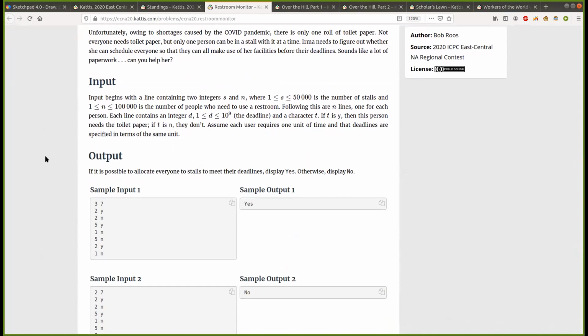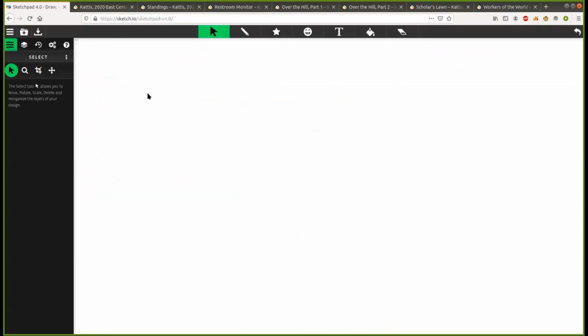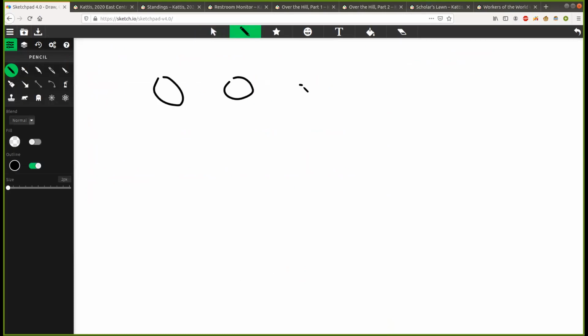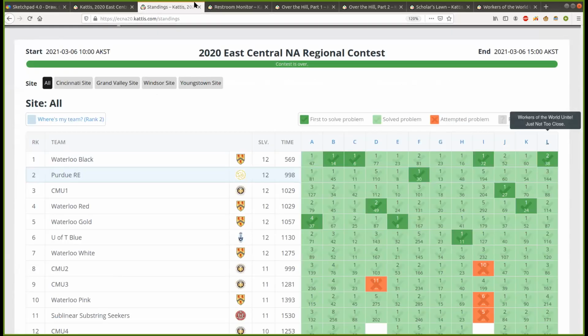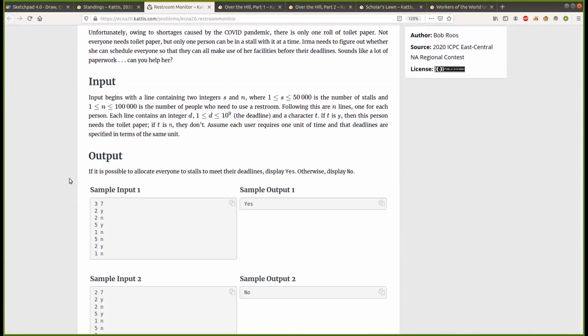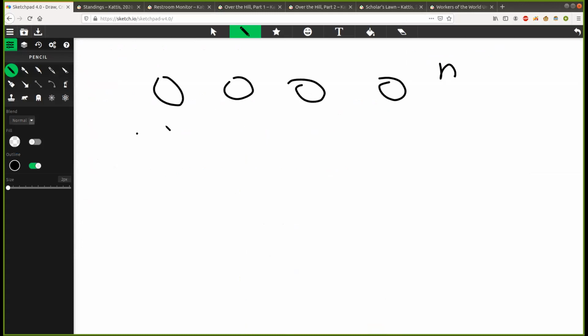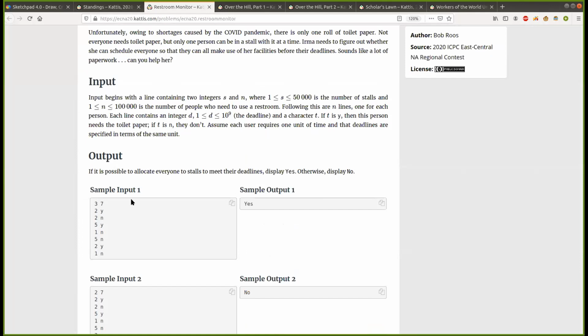So in this problem, there are n bathroom stalls and there are m people who need to use them, and each person either requires toilet paper or doesn't, and there's only one roll of toilet paper because of shortages. Each person takes 1 unit of time to go, and you can only have one person who needs toilet paper at a time. Each person has a deadline for when they need to be done, and the question is, can you satisfy everyone's deadline?